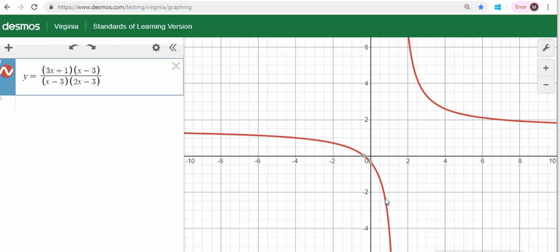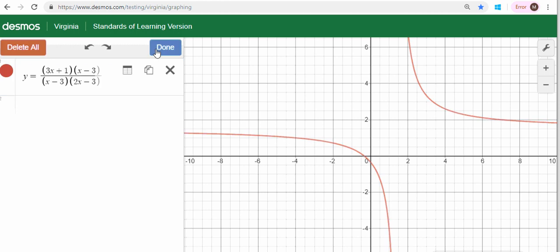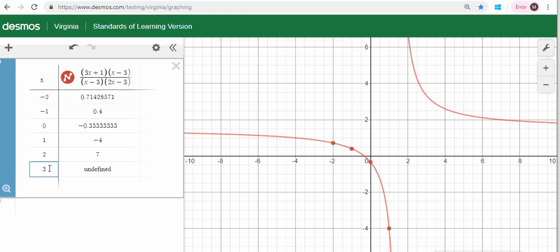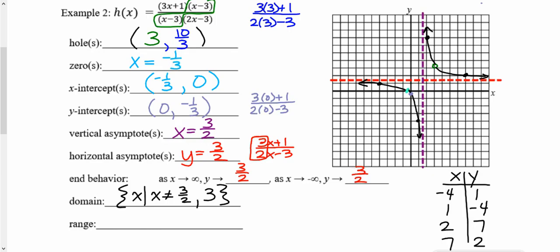So you can either trace along the curve and get those points that way, however you want to, or you can come up here at the little gear and you can change this to a table instead. And the table will give you some of the points. If you wanted any more points, suppose you wanted x equals 3, you just type in 3 and it gives you the value. You type in 4 and it gives you the value. So you can get a table of function values that way as well. And then we're just going to plot those on our paper.